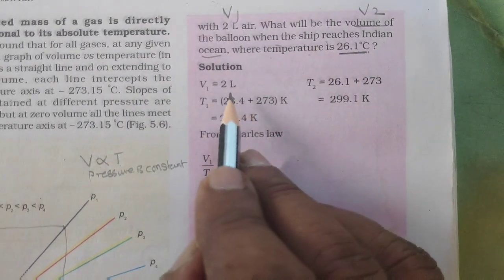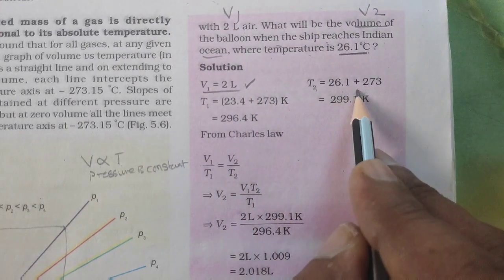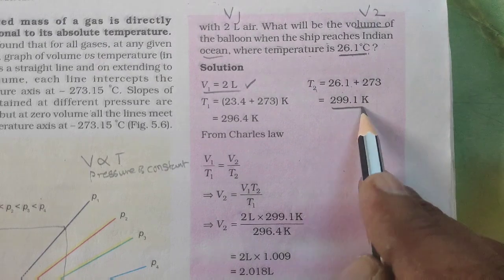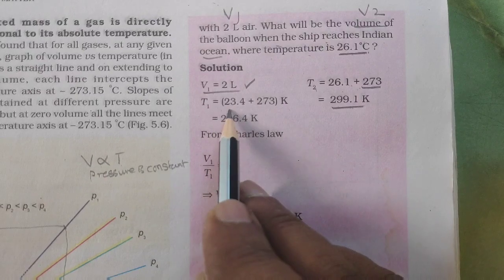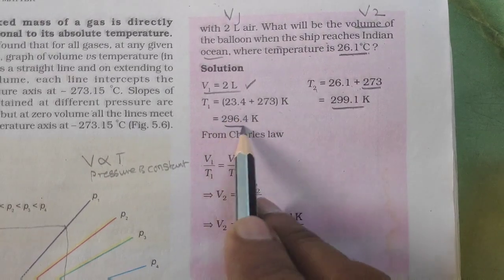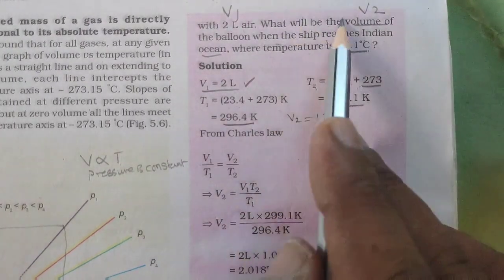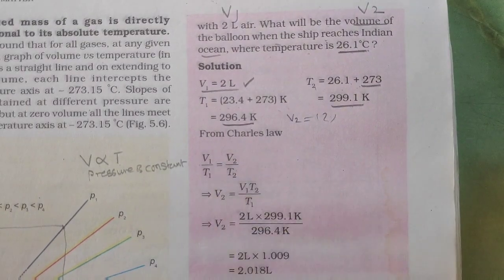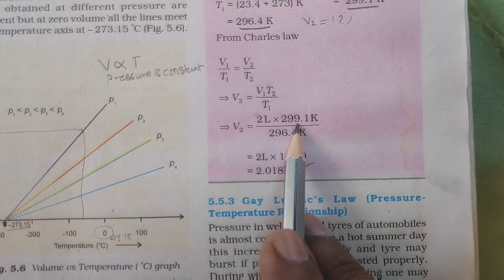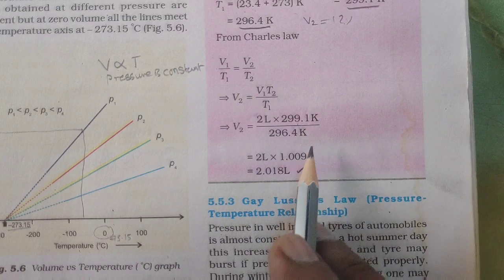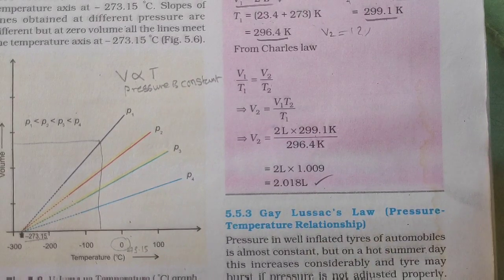So now in this case, V1 is 2 liter, as given. Then T2 was given here as 26.1. This I will convert into Kelvin, you have to add 273 to convert it. T1 is also given, 23.4, which you can see here converted into Kelvin. And what do we have to find? V2, the volume. You substitute these values in the equation for Charles law and you will get this answer. This you also have to do in your fair book. So this is the Charles law we have discussed, and we have derived the relation for it. Okay, now the next one.